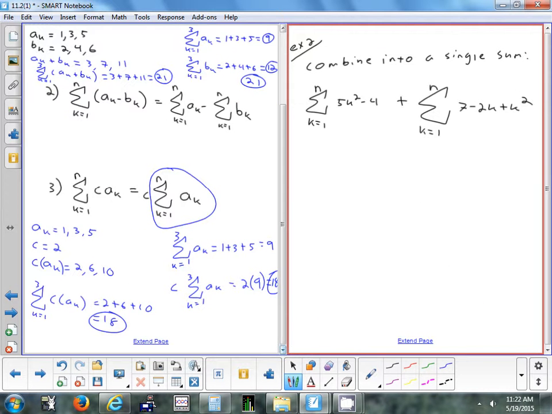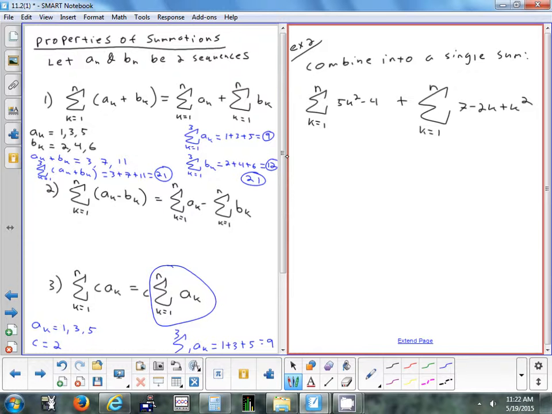Okay, and how we can use those rules is to combine this into a single sum. Okay, this first problem is basically, it's like rule 1. You have 2 separate sequences, and you're going to add them together. The key to make this work is you've got to make sure your index and your stopping point are the same. And they are. Okay, they are the same.